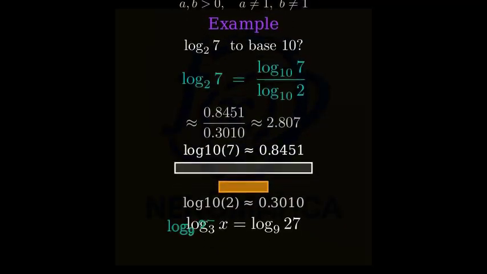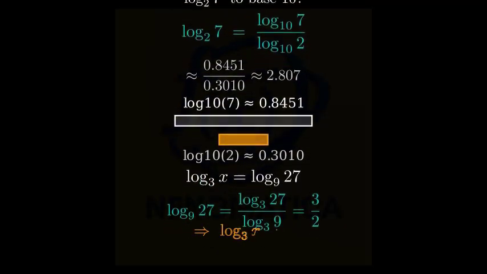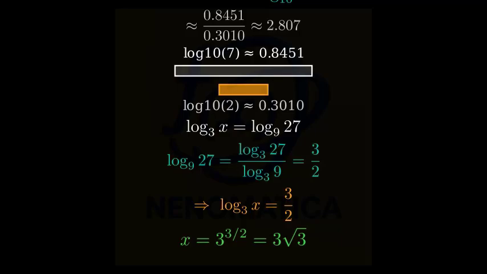Example 2. Solve log base 3 of x equals log base 9 of 27. We will convert the right-hand side to base 3. Log base 9 of 27 equals log base 3 of 27 divided by log base 3 of 9, which is 3 over 2. So we have log base 3 of x equals 3 halves, hence x equals 3 to the power 3 halves, which is 3 times the square root of 3.